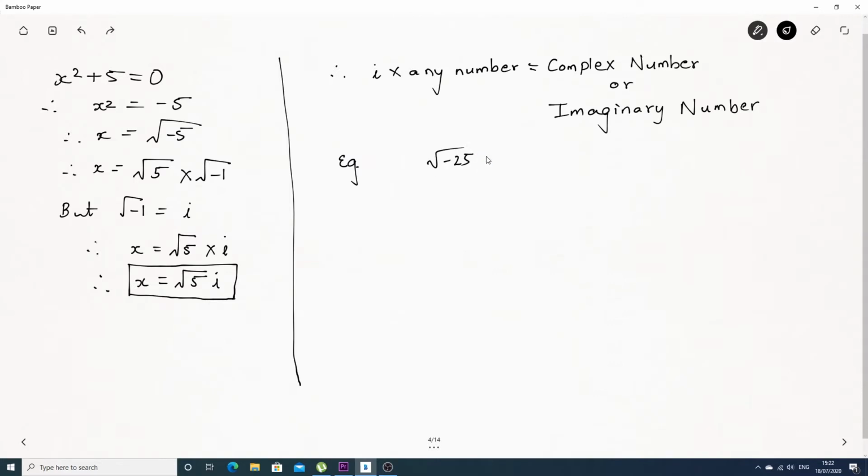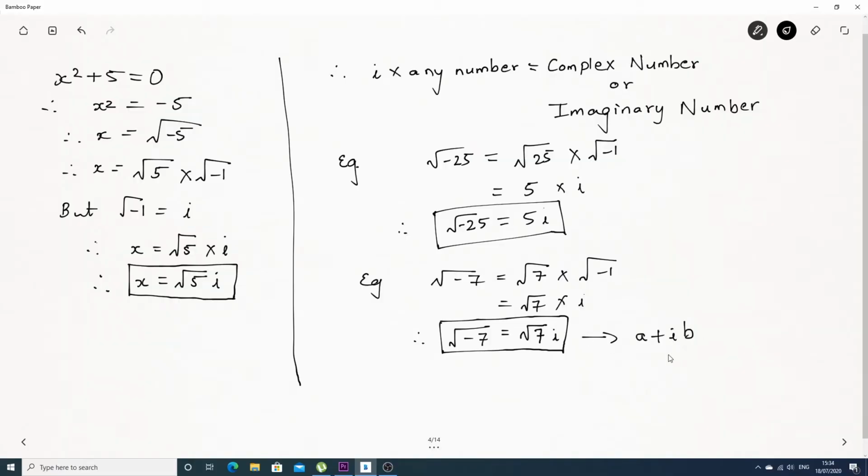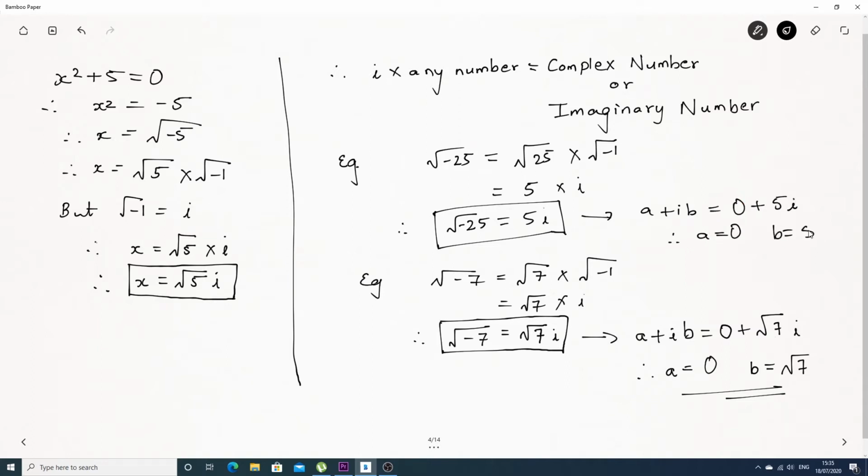Root over minus 25 can be written as root over 25 into root over minus 1. Now if I take the square root of 25, what I get is 5, and root over minus 1 becomes i. So what I'll get is root over minus 25 is equal to 5i. Now if I take root over minus 7, what I'll get is root over 7 into root over minus 1, which will give me root over 7i. So if you have a look at this, this is again of the form a plus ib, where a in this case is 0 and b is equal to root over 7. Or in the case of root over minus 25, a was equal to 0 and b was equal to 5.